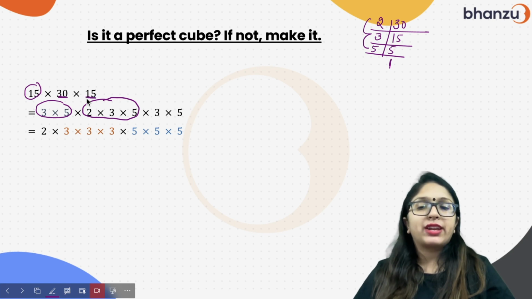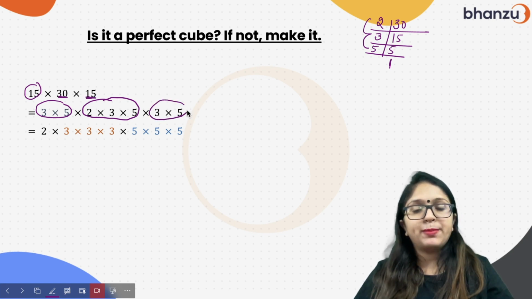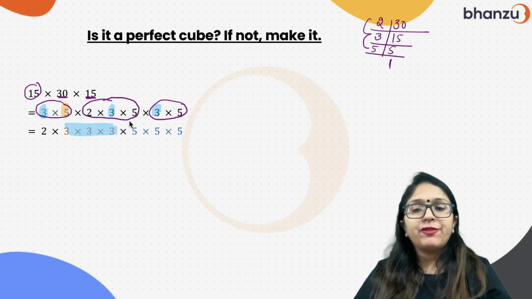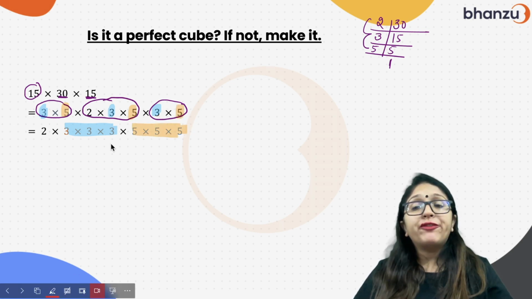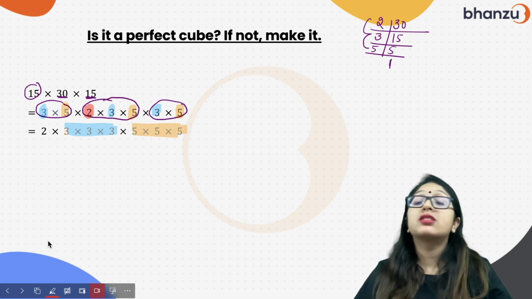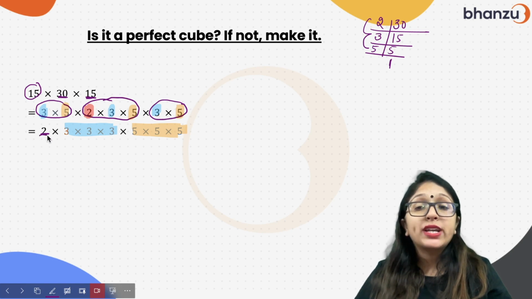And then the prime factorization of 15 is 3 times 5. Now, what are we going to do? We are going to group the numbers. Now here we can see that we have 3, 3 and 3, right? We have 3 three times. And then let's check 5. 5, 5 and 5. So we have 5 also 3 times. But if we see this 2, this is alone, right? So that means this is definitely not a perfect cube, right? Because this 2 is alone.